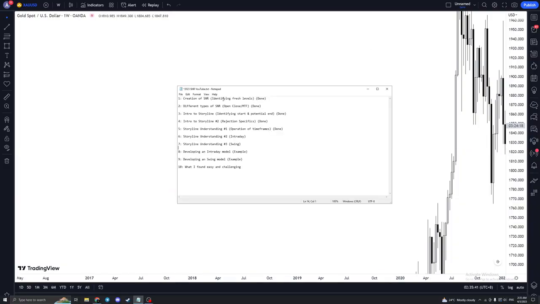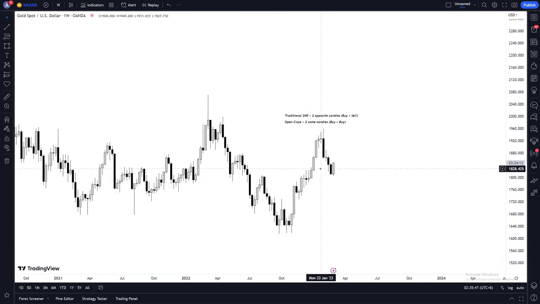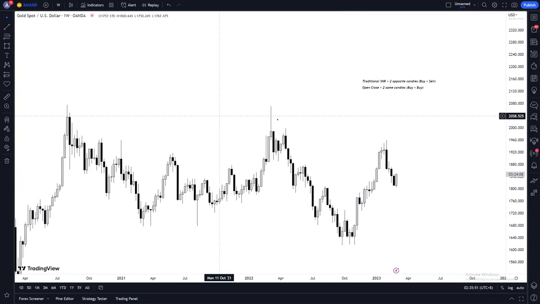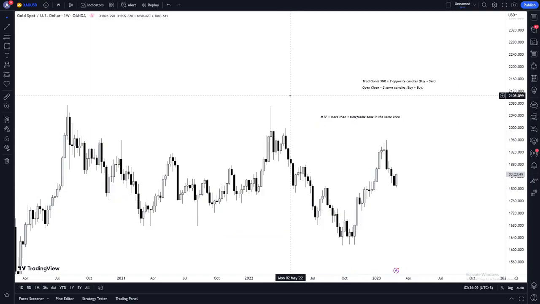MTF to cover. Different types of SNR: open close, MTF. What is MTF? Now guys, there's another more in-depth version of MTF, but what is MTF in a simple sense? In the current sense that I'm trying to teach you guys, MTF simply means more than one time frame zone in the same area. So I'll give you an example.